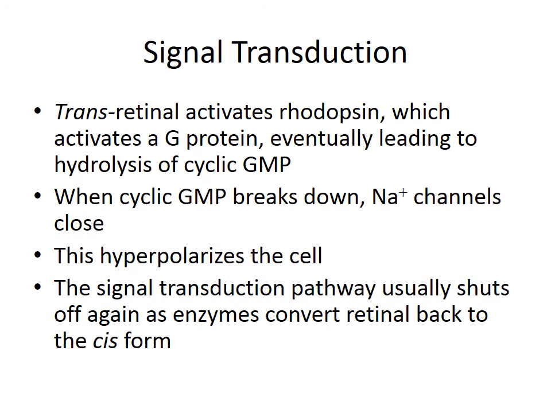Trans-retinol activates rhodopsin, which is a protein, which activates a G protein, eventually leading to the hydrolysis of cyclic GMP. When cyclic GMP breaks down, GMP is the same as AMP, ADP, ATP, M is monophosphate, G is guanosine, so we know that. When cyclic GMP breaks down, sodium channels will close. That's going to hyperpolarize the cell, and the signal transduction pathway usually shuts off again as enzymes convert the retinol back into the cis form.